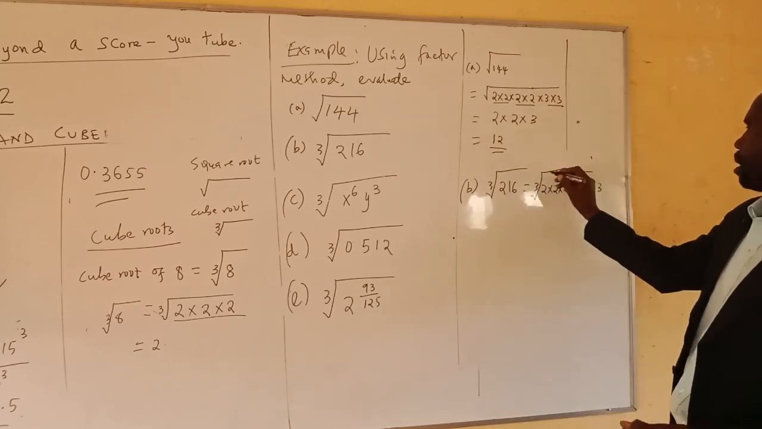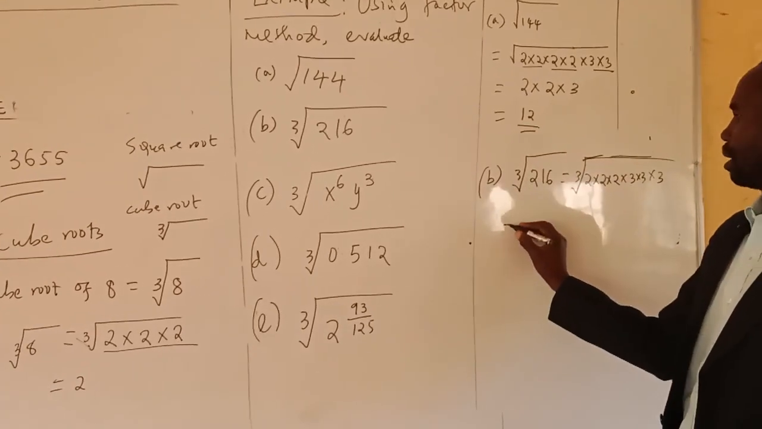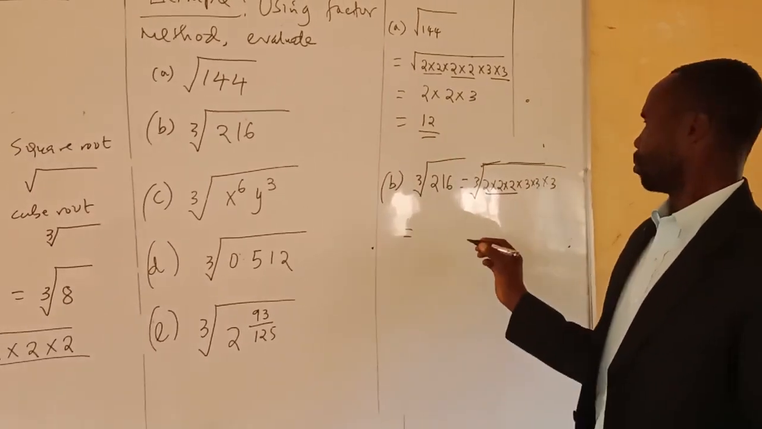The solution to this one is easy. This one, you know from primary. We leave the cube root sign. We have 3 of them. We write 2.